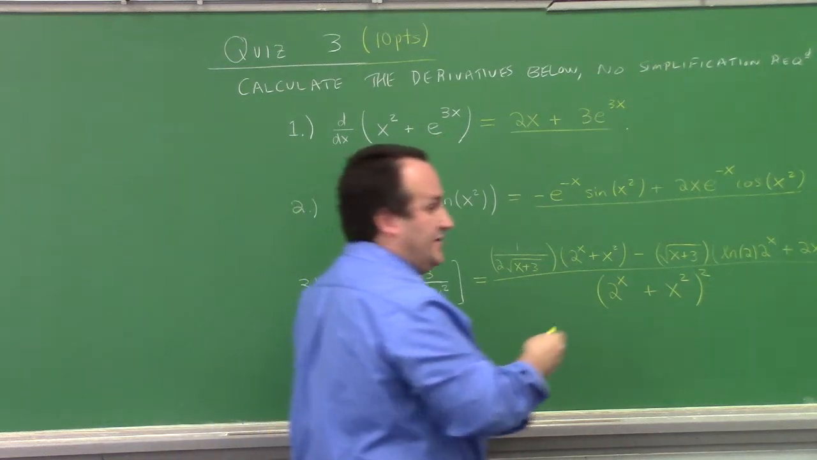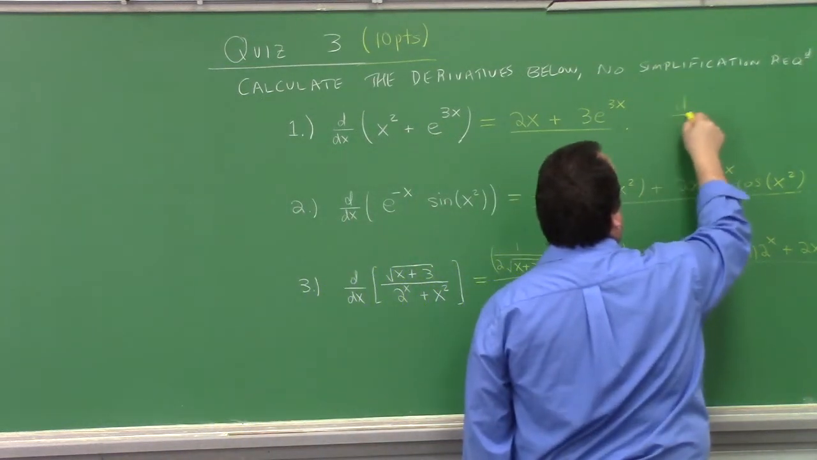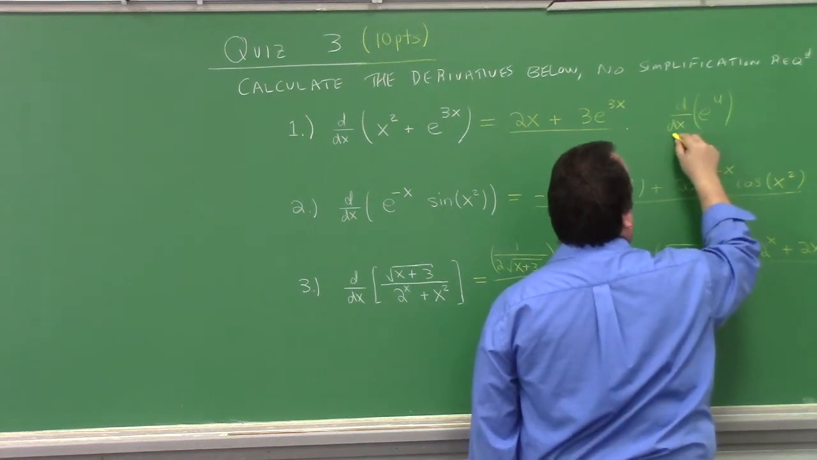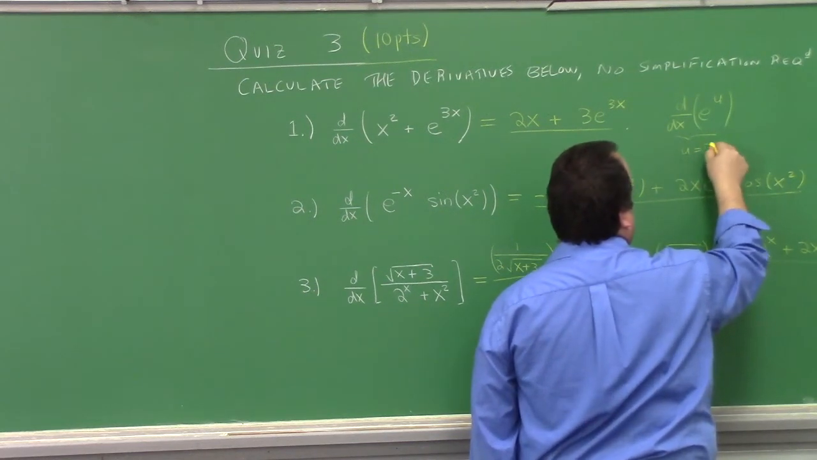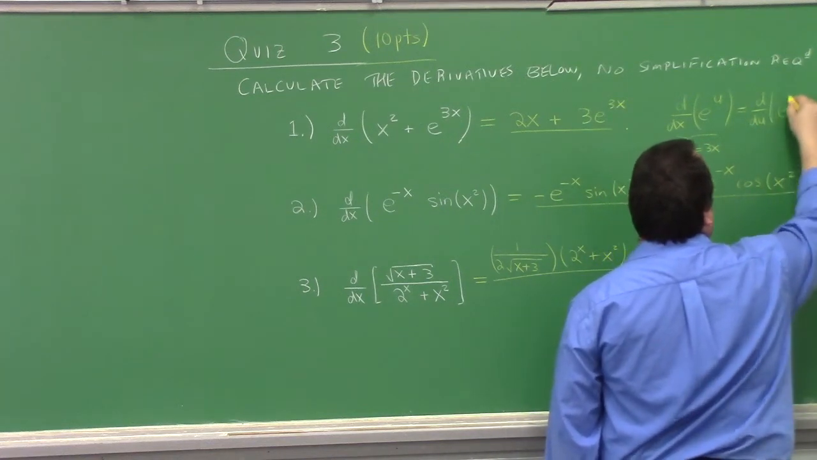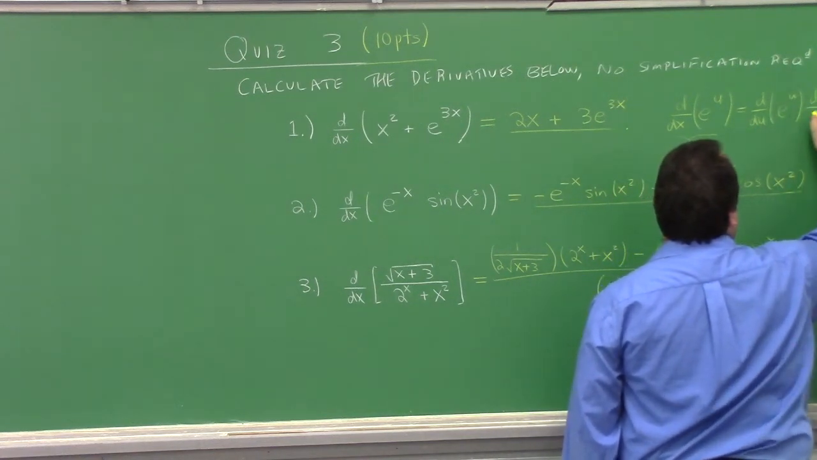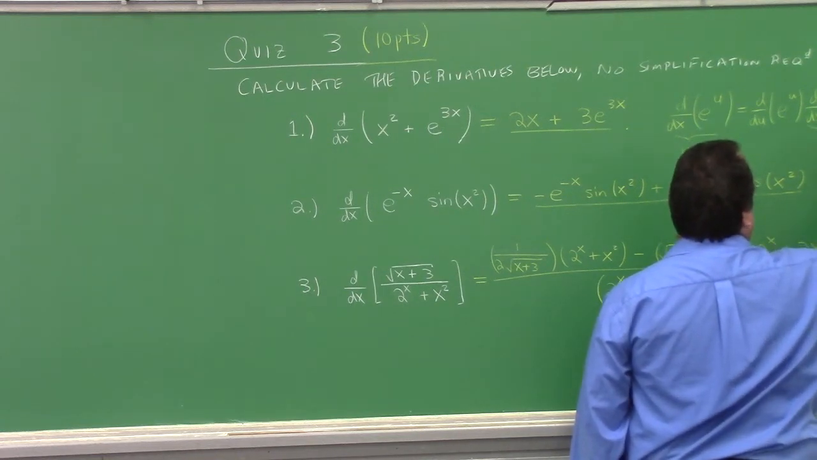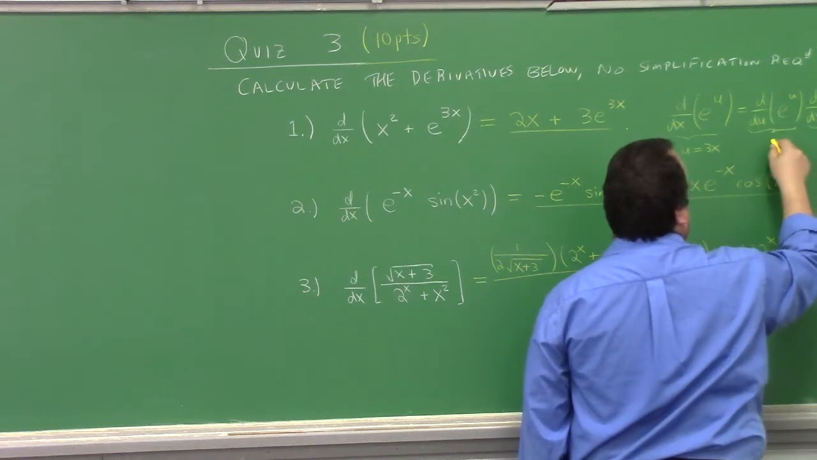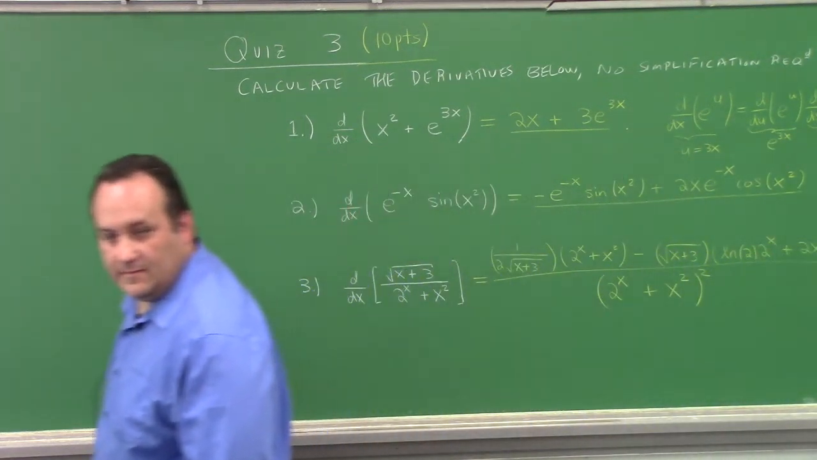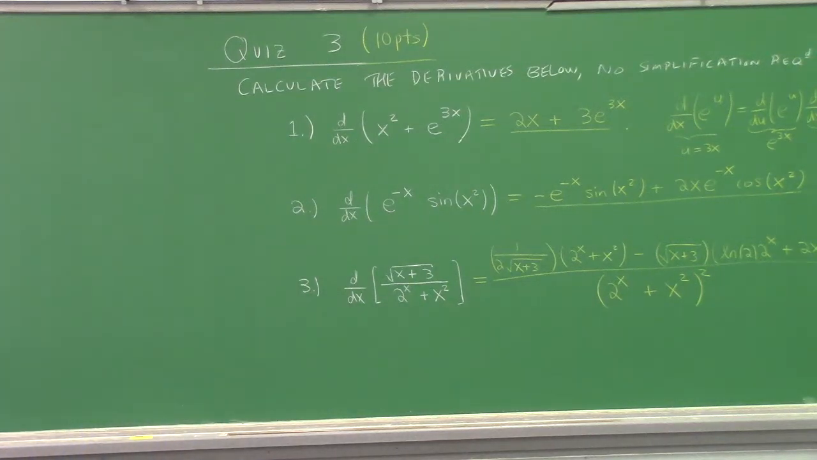So the chain rule says we're looking at d dx of e to the u, right, with u equal to 3x. So that's d du of e to the u times d dx of 3x. And then this gives us a 3, and this is that e to the 3x. So that's why there's a 3 there. So you got to be careful.